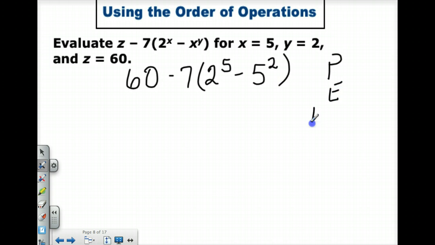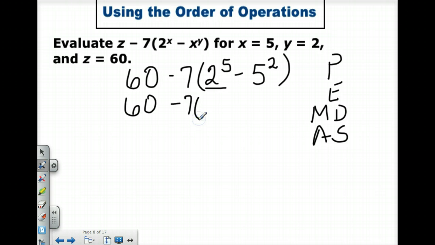Give yourself your reminder about order of operations. 60 minus 7, 2 to the 5th power. I'll give you a minute to calculate that one out. Pause the video so you don't see the answer. Okay, you got it? It's 32. Minus 5 squared. You should all know that one is 25.